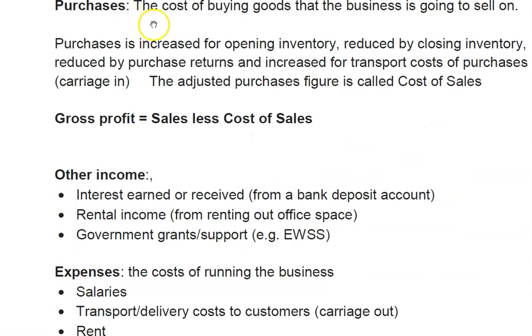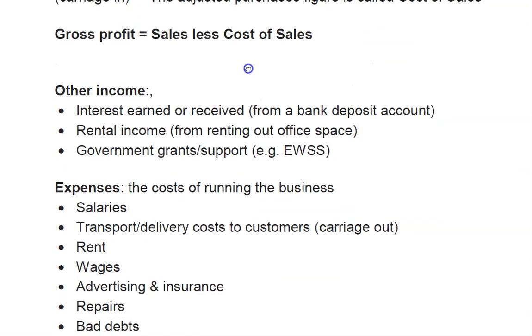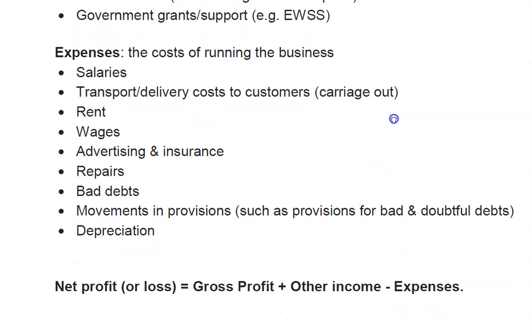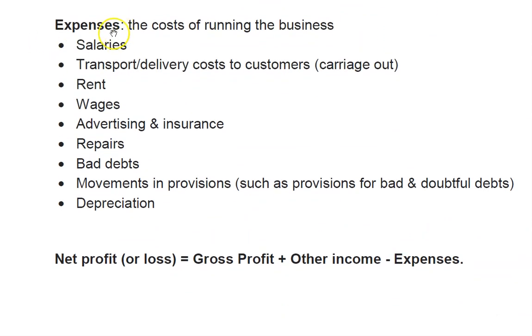And the other name for adjusted purchases is cost of sales. So really, sales less cost of sales is gross profit. We add any other income, and these are examples of other income that a sole trader might receive. And then less expenses. And expenses are expenditure on day-to-day costs of running the business. And here are examples of expenses.